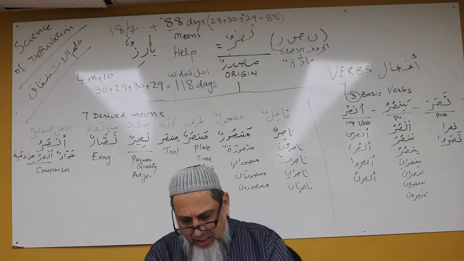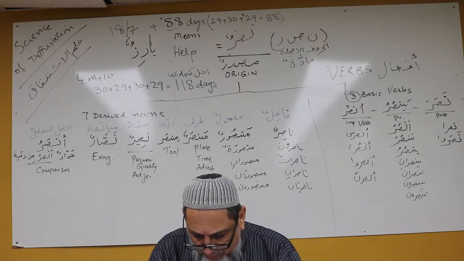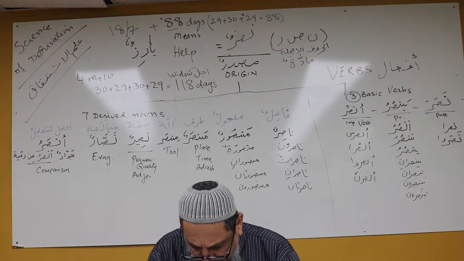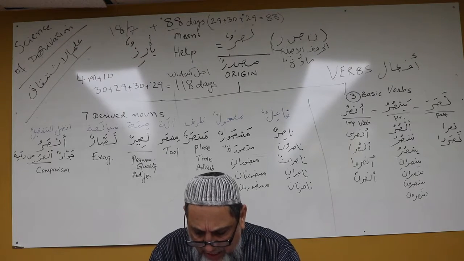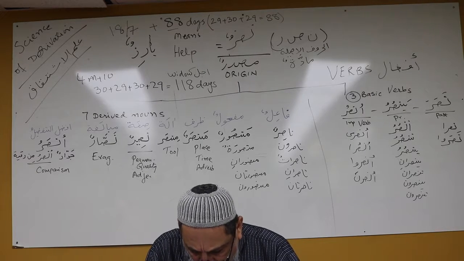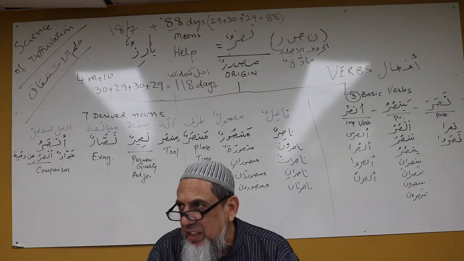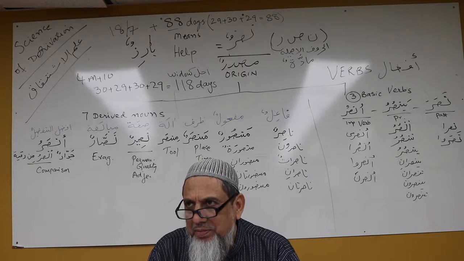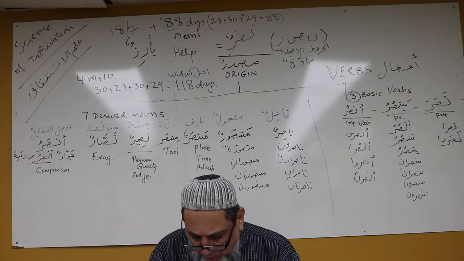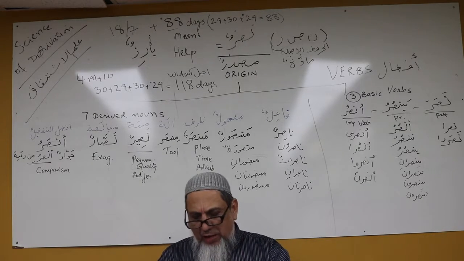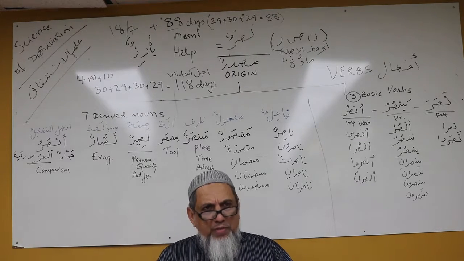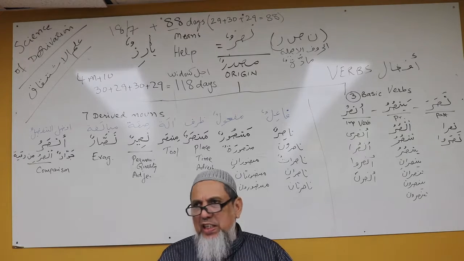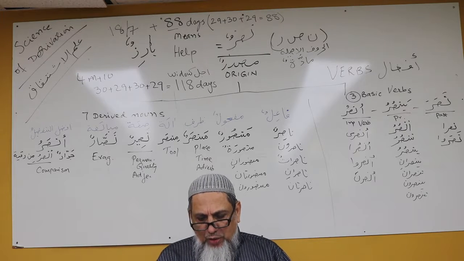Go to the next group. Repeat after me: Narzuku, Nansuru, Nankusu, Natma'u, Naskharu. Write a big V there. All these five examples start with noon. Narzuku, we feed. Nansuru, we help. Nankusu, we reduce. Natma'u, we hope. Naskharu, we ridicule, we make fun. Noon maftuha, so it means we.